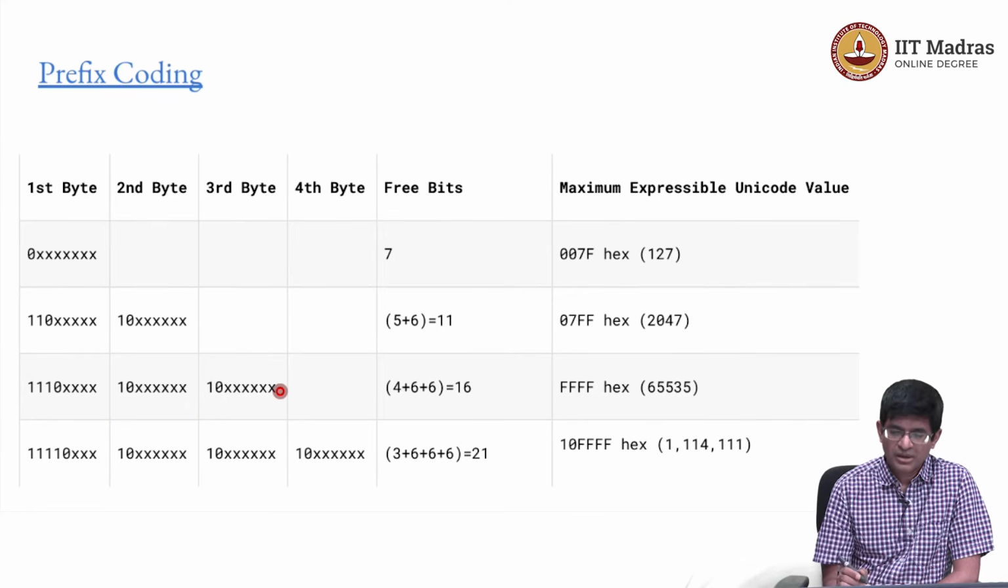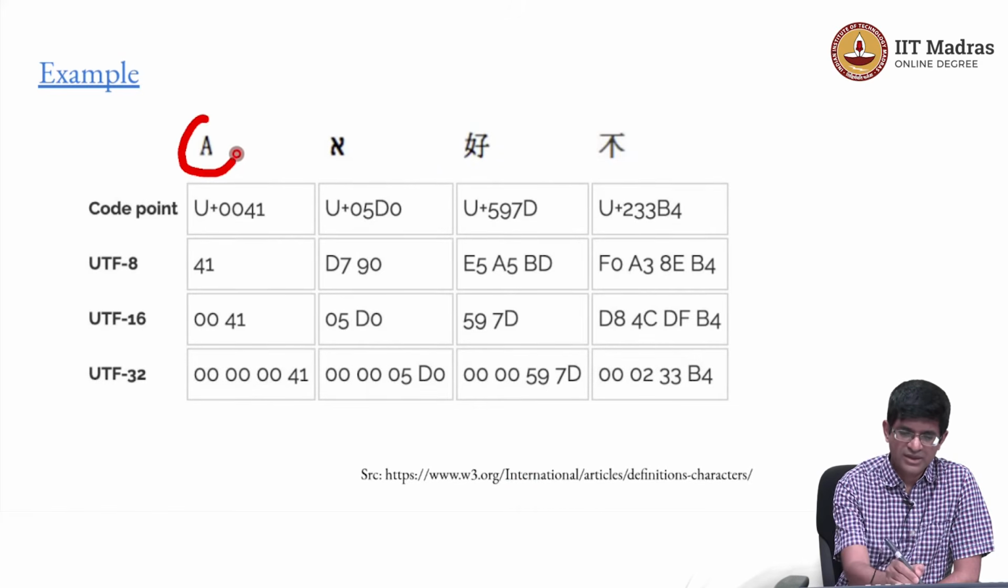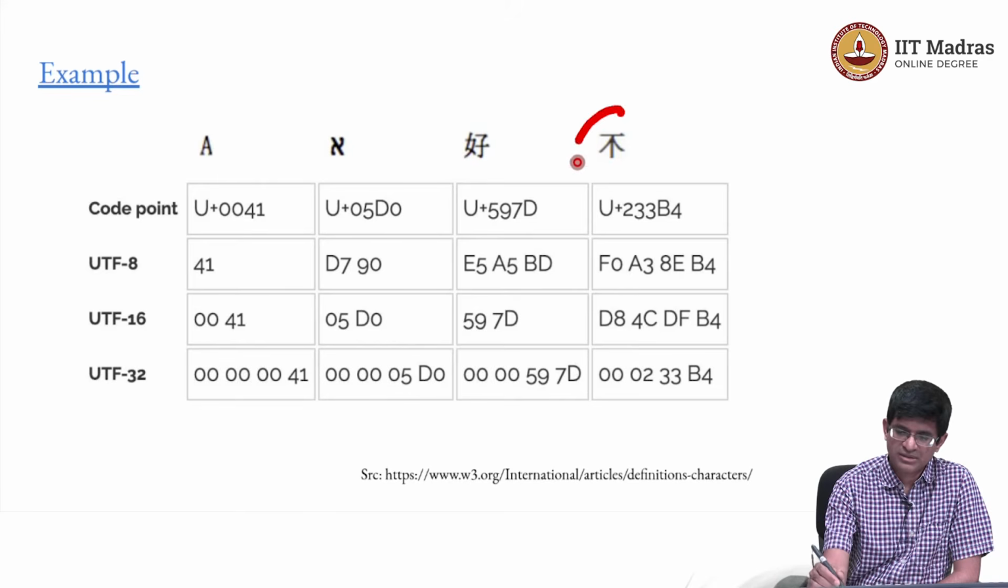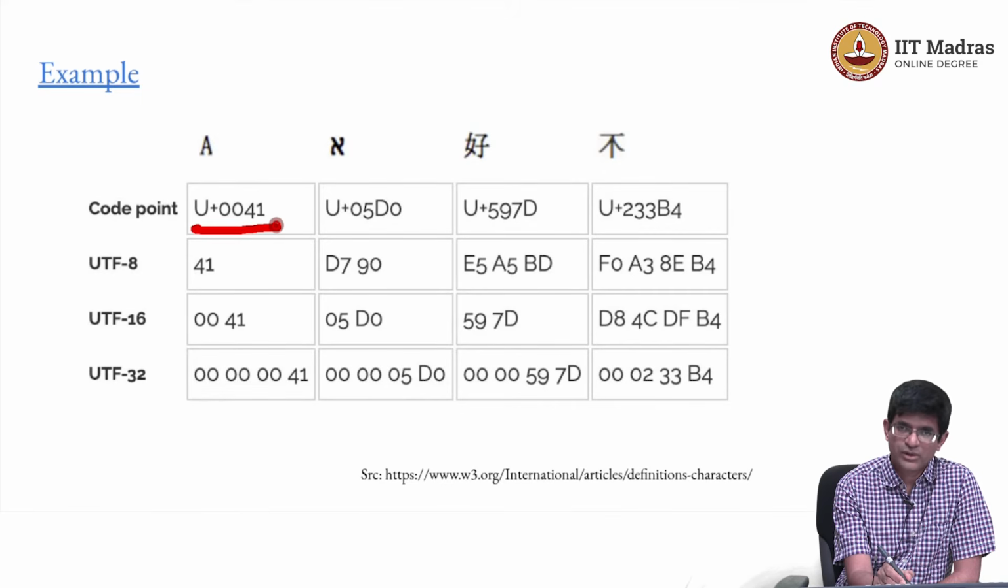Okay, let's take an example. This is from the W3 website where it talks about the definitions of characters, and we have these characters. So this is the letter capital A from English, this is something from the Hebrew alphabet, this is something from, I guess, Chinese or Japanese. I can't make out the difference exactly, but the kanji script essentially. And what we have is something called a code point. So this is something called the Unicode code point U+0041. That is a standard.